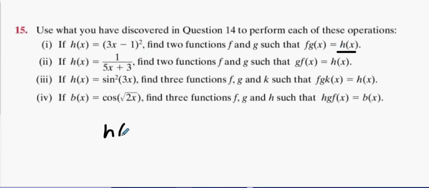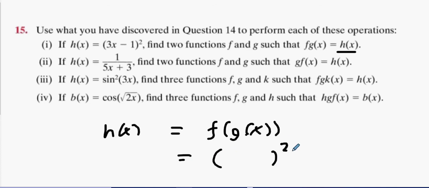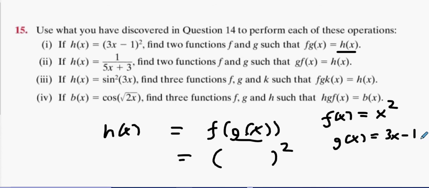h of x is the same thing as a function f that uses g as its input. Now here's what I'm thinking. Imagine the function f is squared. So imagine f of x is, whatever the input is, square it. Do you get what I'm saying? What is the input? g of x. So what can I call g of x in this case? 3x minus 1. Would these two functions combine to make 3x minus 1 squared when I go through it from the beginning?